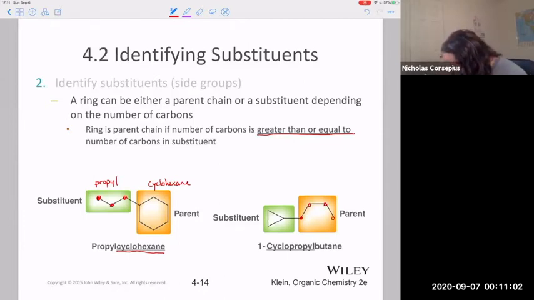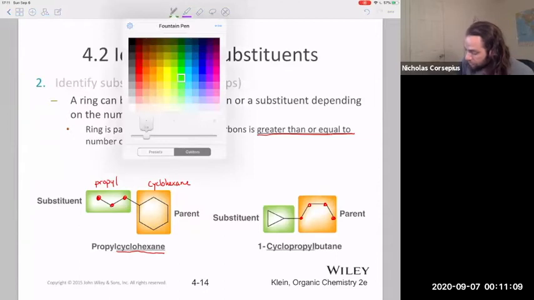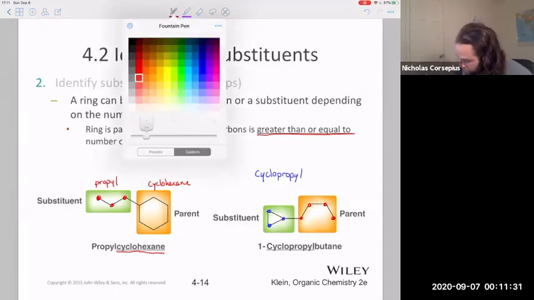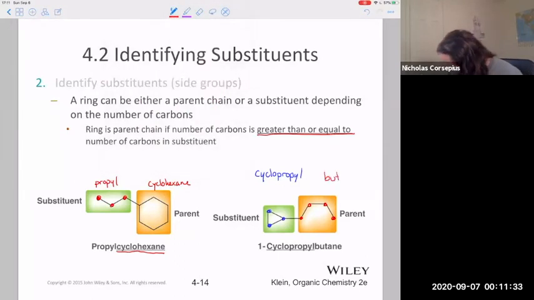But if we look at this other example here, 1, 2, 3, 4 carbons are in this linear portion, the straight chain. So that's going to be my parent chain because there are only 1, 2, 3 carbons in the ring. So that makes it the substituent. If it's a substituent, you do the same as before, you replace ANE with YL. So this is cyclopropyl. And then the parent chain would be the butane because there are 4 carbons.